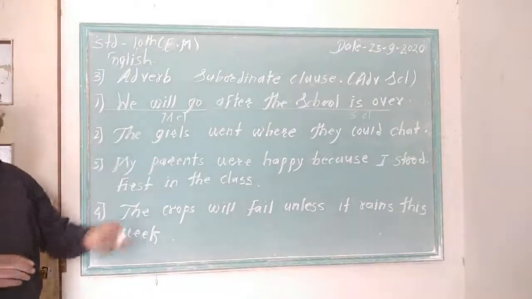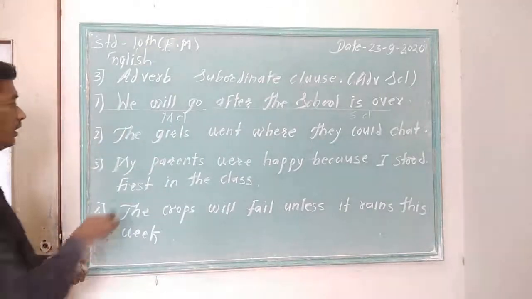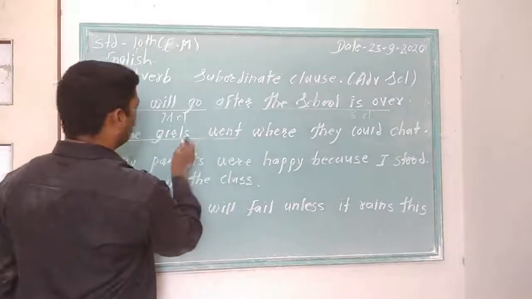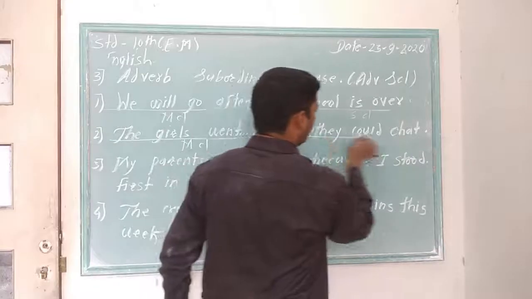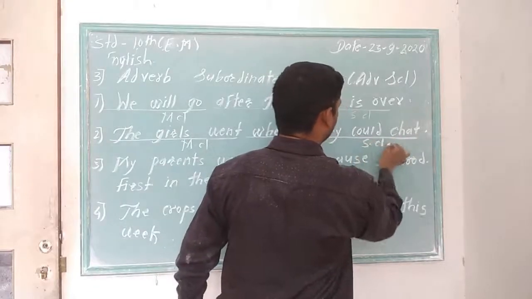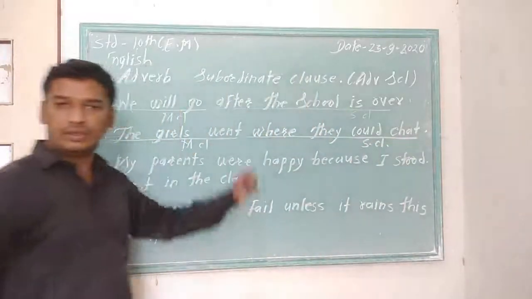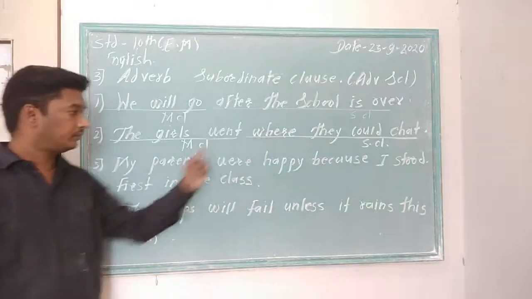The girls went where they could chat. The girls went, it is main clause. Where they could chat, it is subordinate clause. It has been started with where.